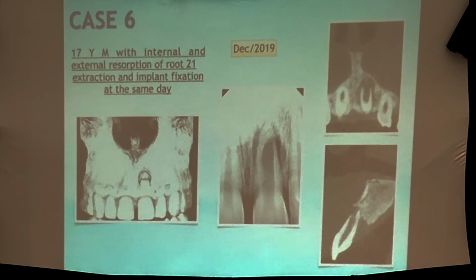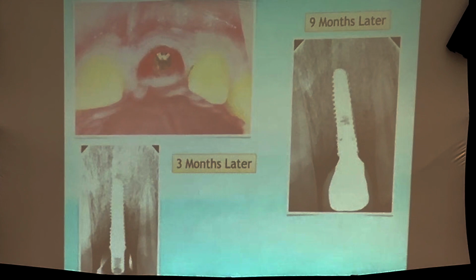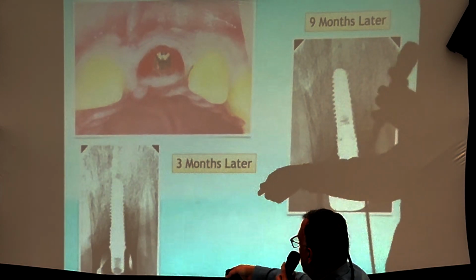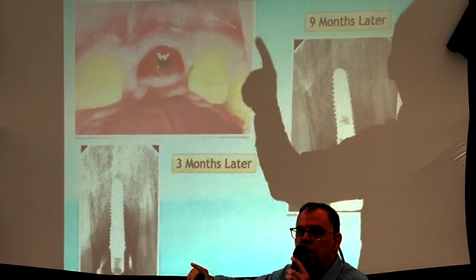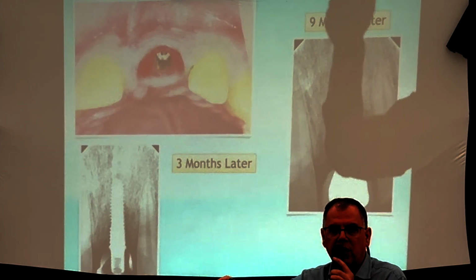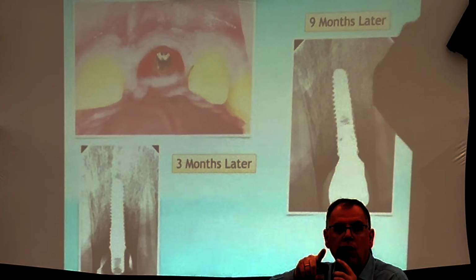We took it out, and you can see there's no bone here, no bone here. This is a sagittal section. And no bone on the outside surface of the tooth, no bone on the inside surface of the tooth. But I did my implant and left about 3 to 5 millimeters. This is 3 months later. This is a picture of how the gum healed properly, because I bombarded the area all around after the extraction and after the implant insertion.